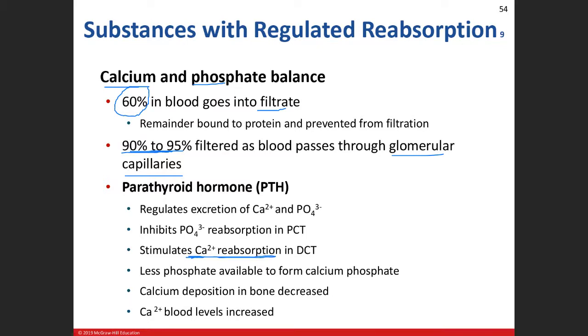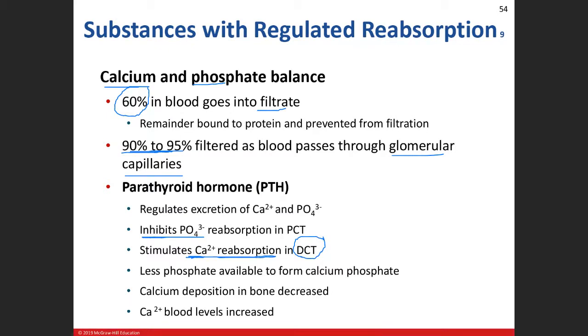In this case, that's going to occur in the distal convoluted tubule. So we're going to really work hard to soak up and reabsorb as much calcium as we can, because our blood calcium levels are low and we need to increase them. What we'll see here also in the nephron is that we're going to inhibit our phosphate resorption.